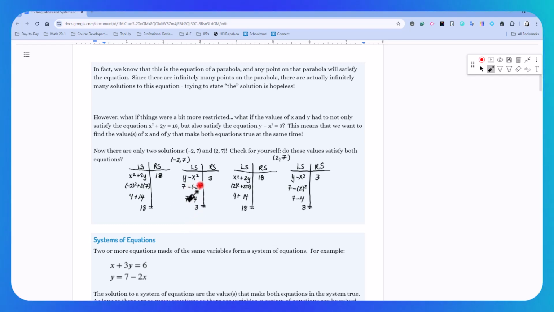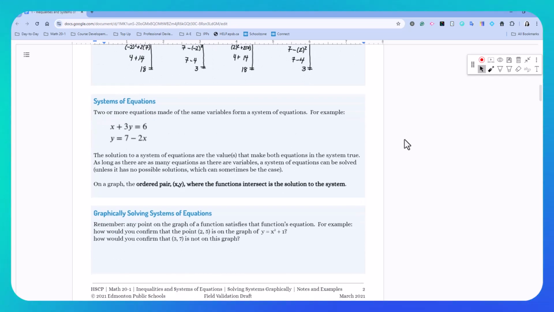Noticing that negative 2 squared is that positive 4, 7 minus 4 equals 3. We have 4 plus 14 over here, still equals 18, and 3 equals 3 here. So we were able to show that both solutions satisfied both equations at the same time.